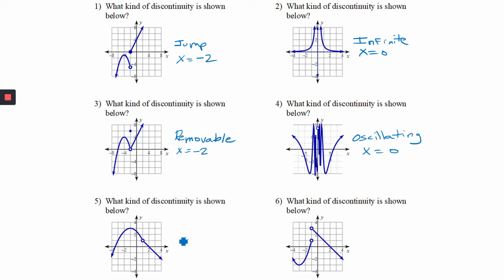Number five, again, is a removable discontinuity. And that's just because it's a single point that is removed, and it's easily removable as well. You can just fill that in, and that's happening at x equals 1. And number six is a jump discontinuity, and that's happening at x equals -1. So that's it for the 4 different types of discontinuities.